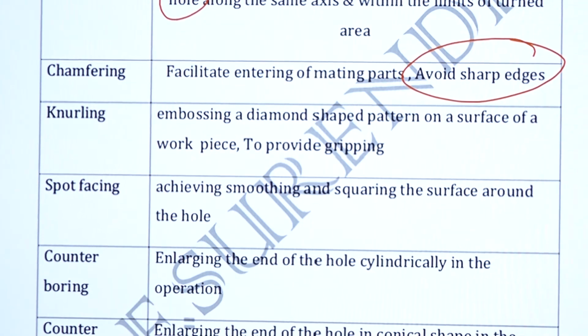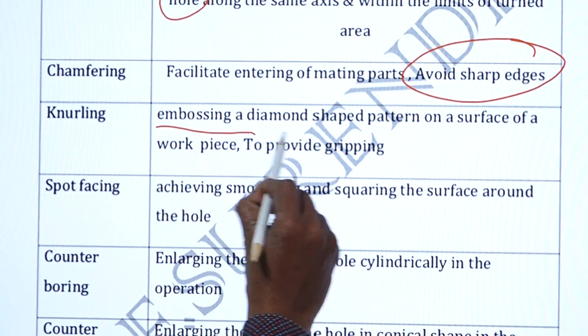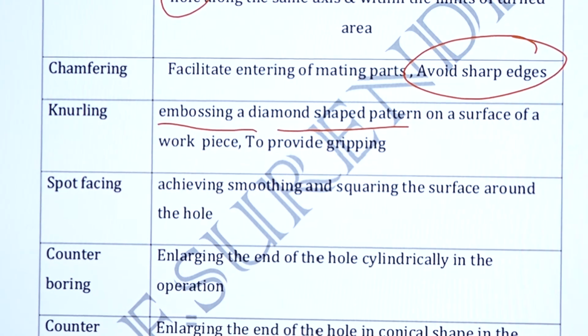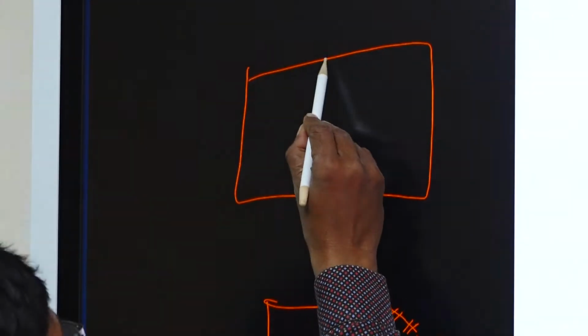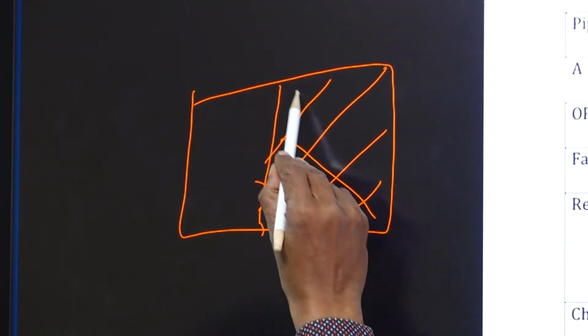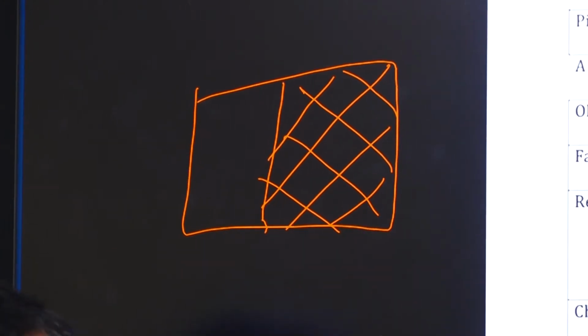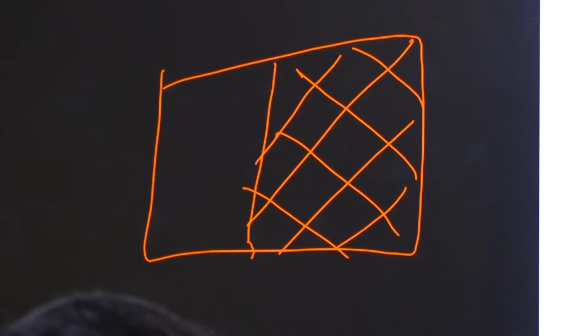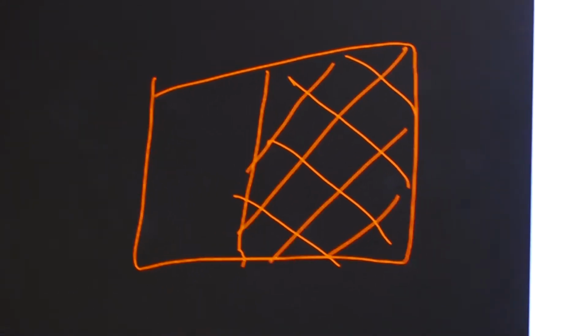So next, knurling. Knurling is an embossing of the diamond shaped pattern on the surface. So for example, we are having the workpiece. Up to this region, we are embossing the diamond shaped pattern. For the gripping purpose, when we hold the workpiece, the knurling can be provided.